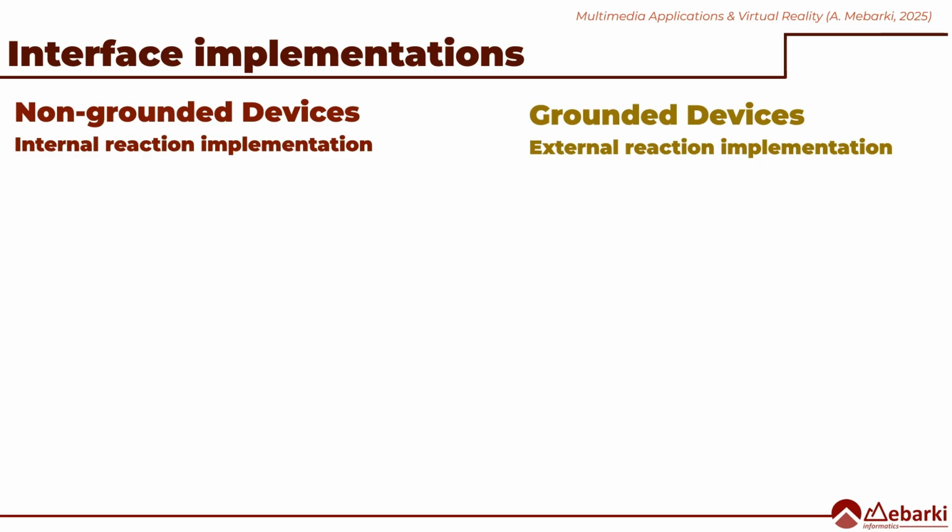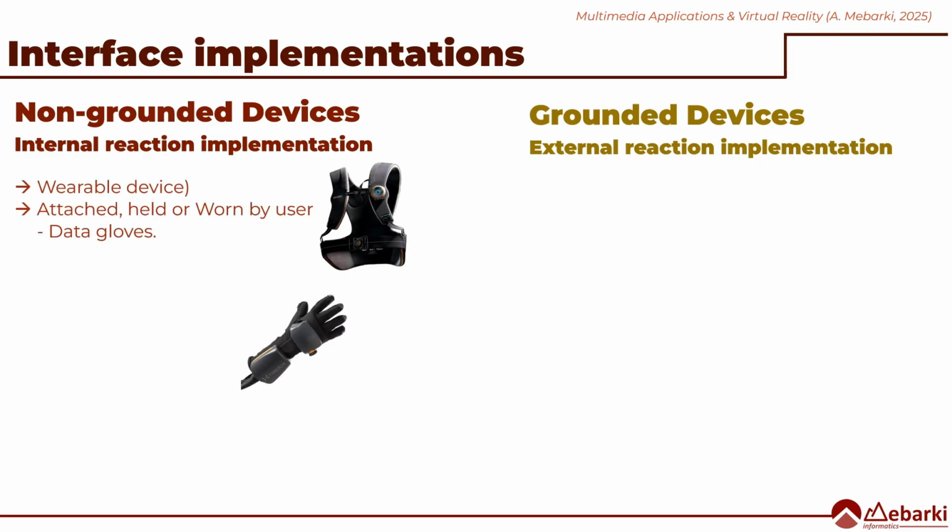Non-grounded or internal reaction haptic devices produce forces and tactile effects using the user's own body as the reaction base. These devices are worn, held, or attached directly to the user without requiring any physical anchor in the environment. They include wearable items such as gloves, sleeves, vests, belts, or handheld controllers. Non-grounded systems provide a high degree of freedom of movement, making them well-suited for room-scale or mobile VR experiences.